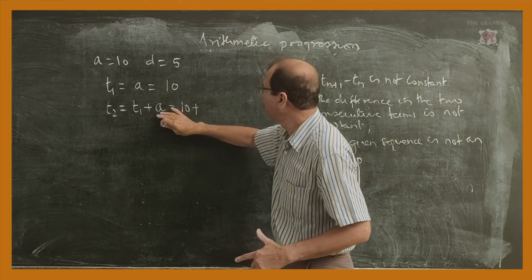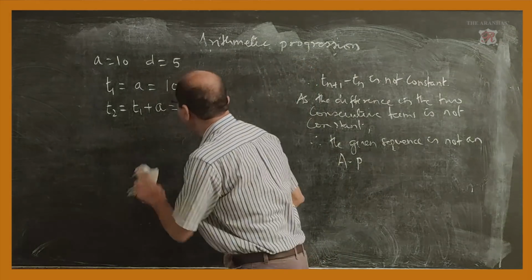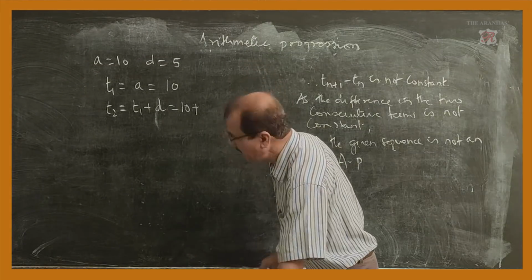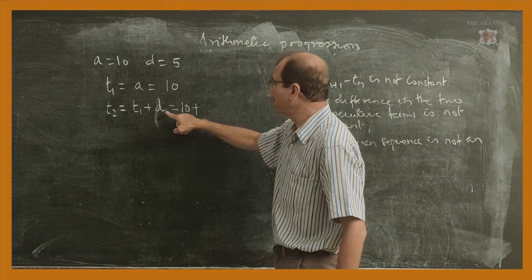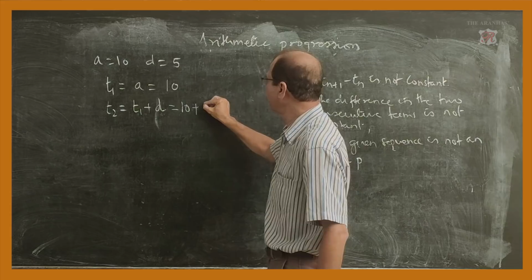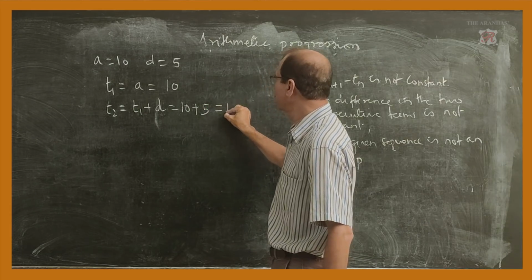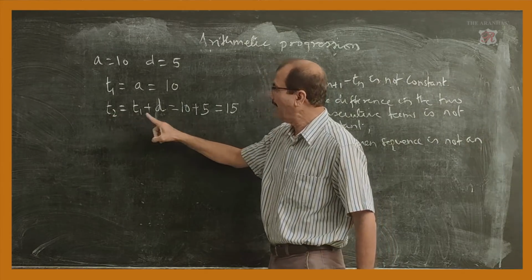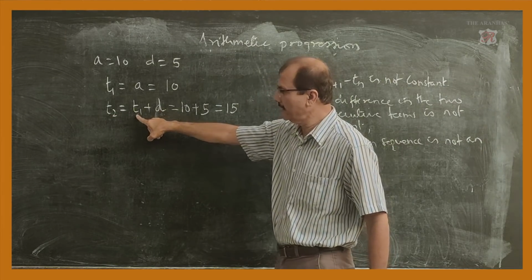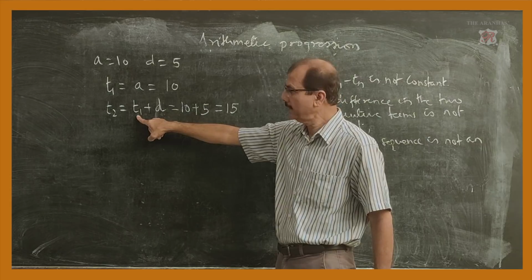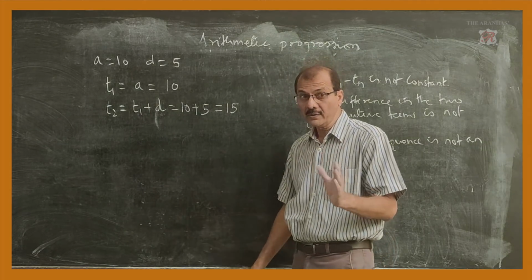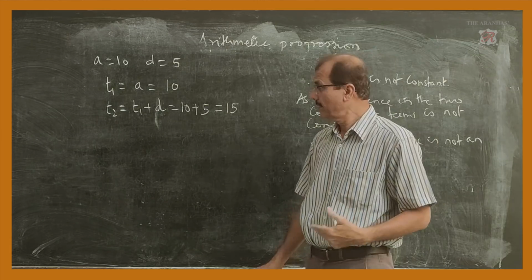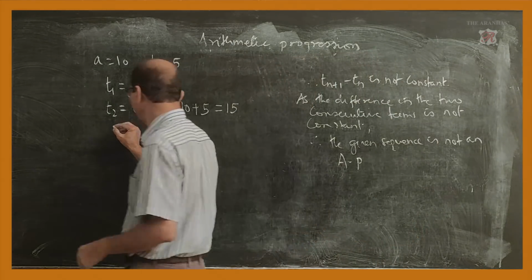Sorry, it must be D. T1 plus D. What is my D? My D is 5. So that is equal to 15. So how did I get T2? By adding the common difference to the first term. Correct? So remember that whenever you want to get the next term, you have to add the common difference to the term.